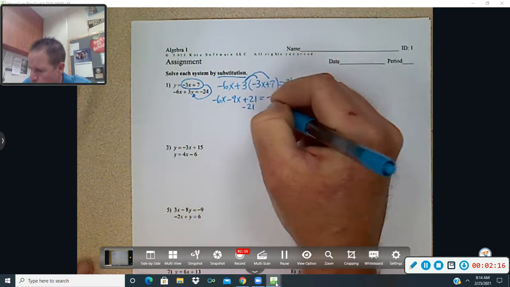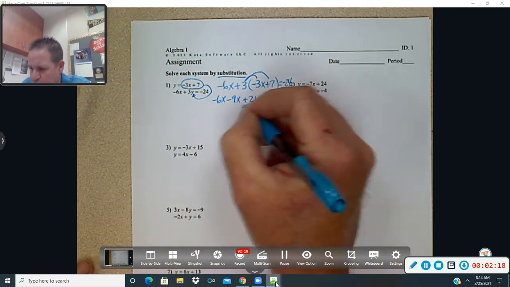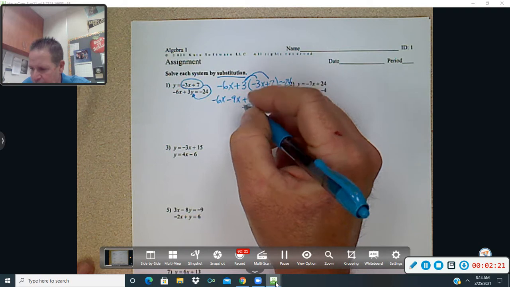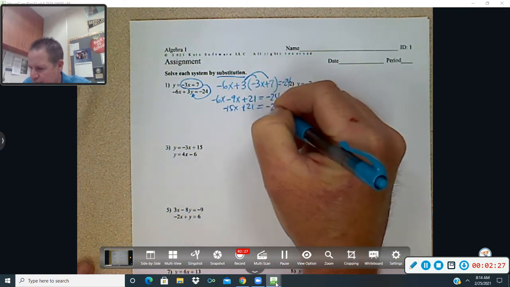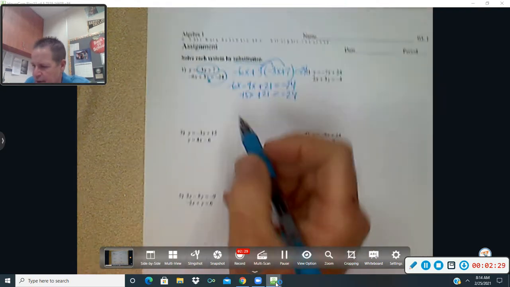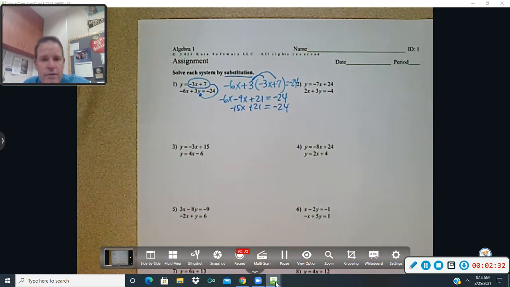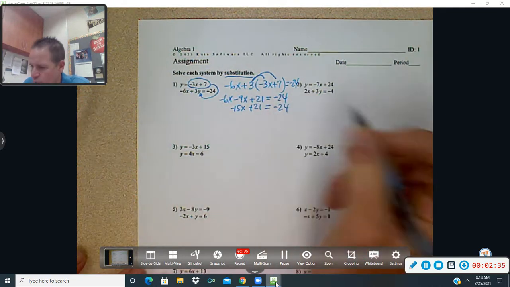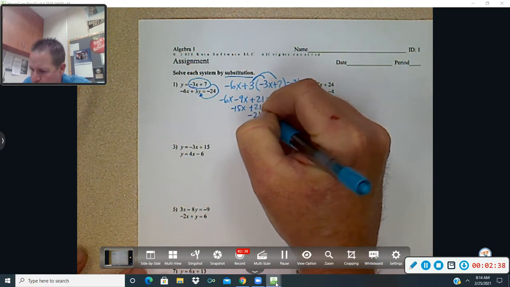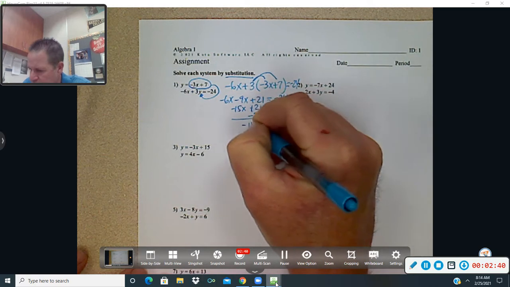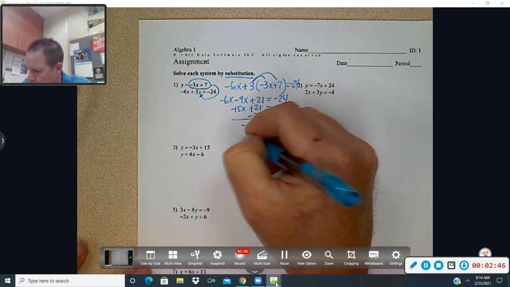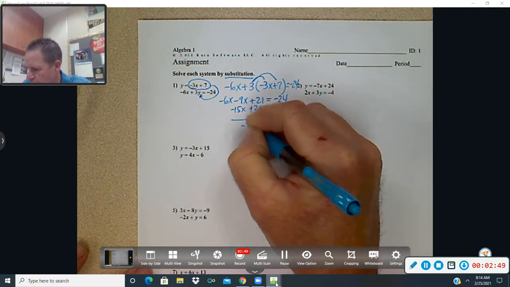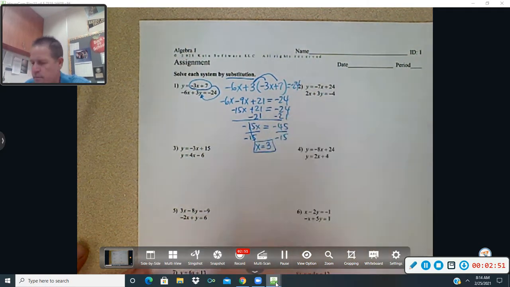So now subtract 21. Whoa. Don't subtract it yet. I really should have combined my like terms here. So this would have been negative 15x plus 21. I got ahead of myself. Okay, again, you got to combine the negative 6x and negative 9x first. All right, so I got negative 15x plus 21 equals negative 24. I'm going to subtract over now the 21 to get negative 15x equals negative 45. And now divide each side by negative 15, and you've got x equals 3. So 3 is our answer for x.